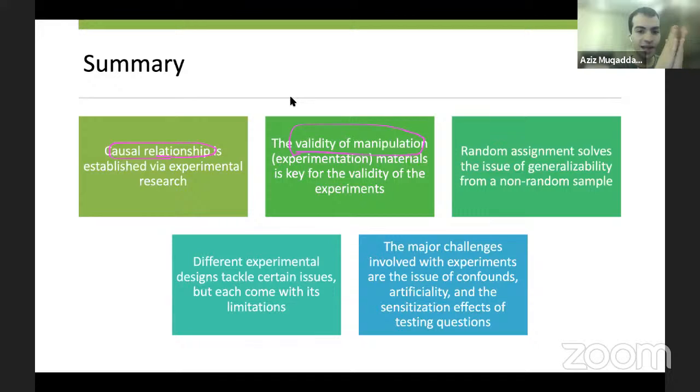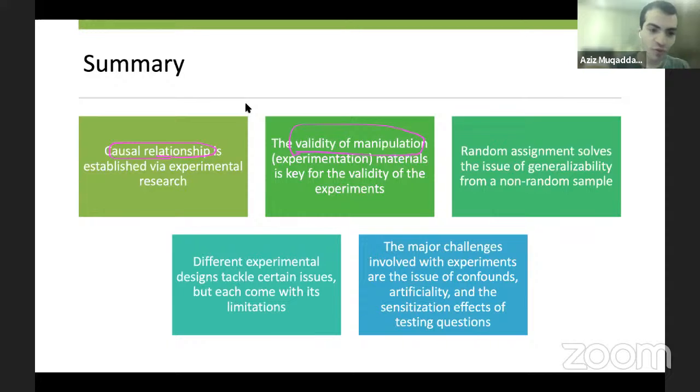So before we get into the effects, you actually need to establish that the message attributes represent the independent variable you're trying to manipulate. And that's what we mean by the stimuli materials. They're called stimuli materials, manipulation materials, experimentation materials. It's all the same thing, which are the materials, the visual, the audio that people are going to see in your experiment.